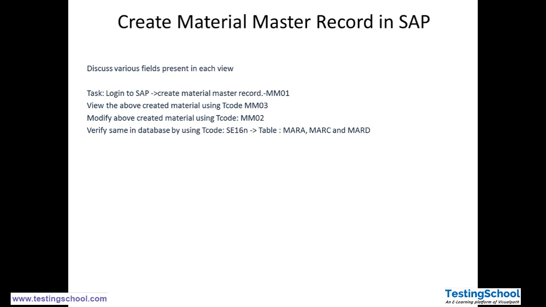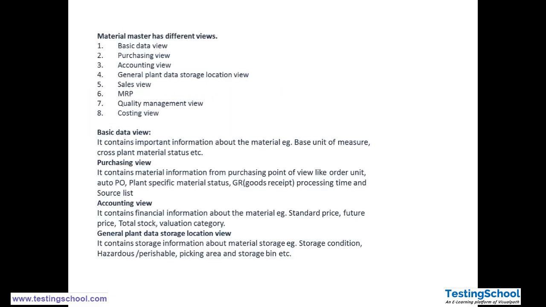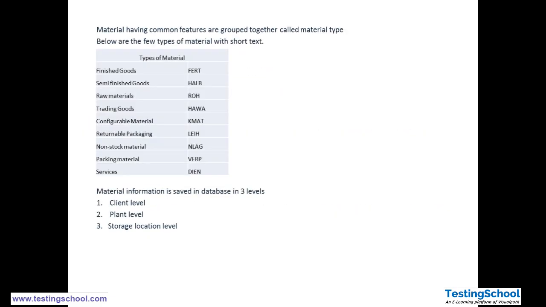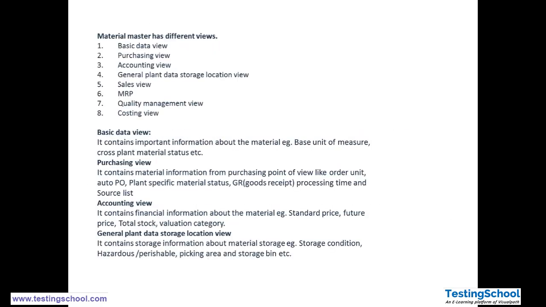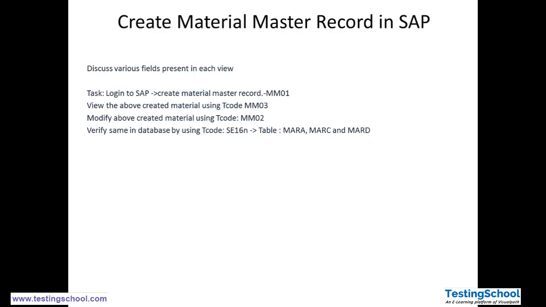Mara deals with client level data. Marc deals with plant level data, and Mard deals with storage location data. So storage location information will be kept in the Mard table, plant level information will be kept in the Marc table, and client level information will be kept in Mara.